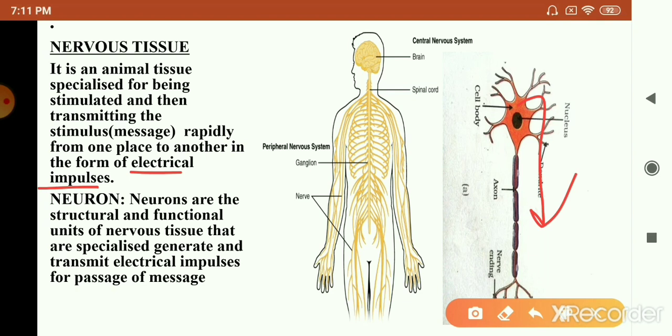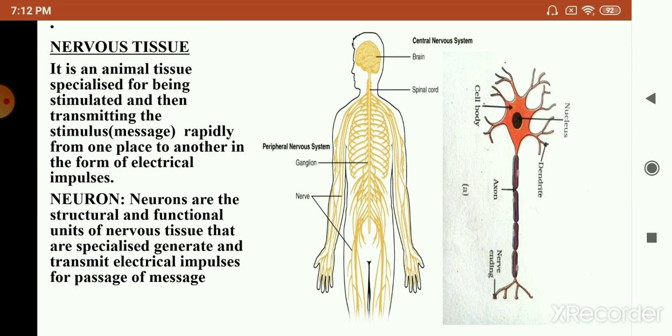So together the nervous tissue and the muscular tissue make a neuromuscular system, and this neuromuscular system is responsible for showing quick responses. So the quick responses that we show are because of the neuromuscular system that we have in our body.